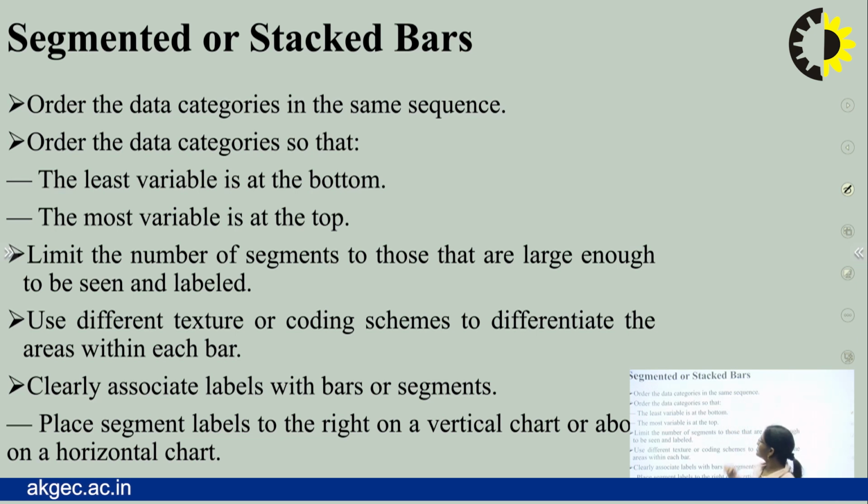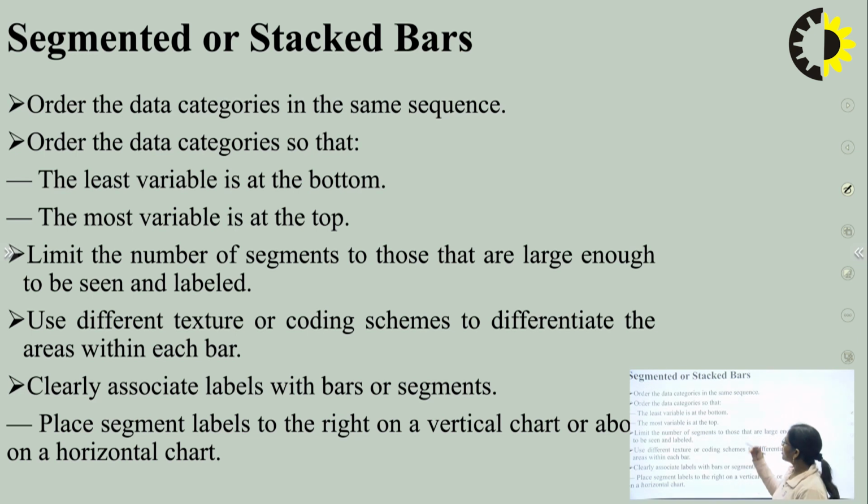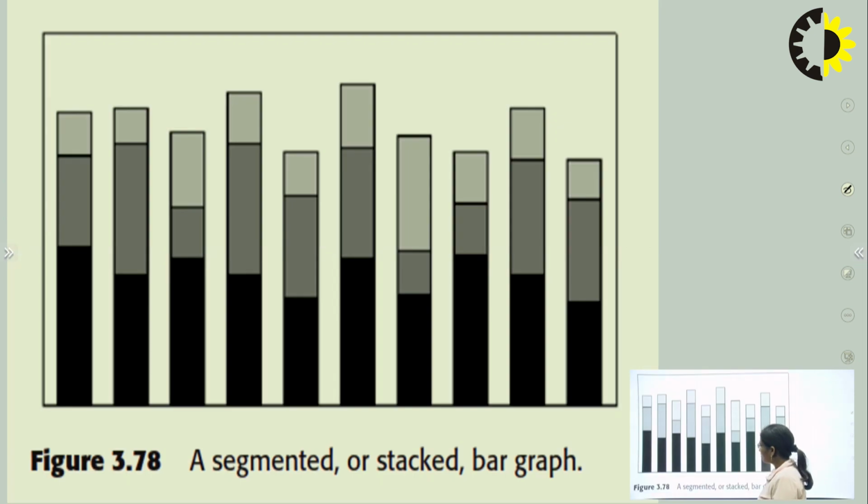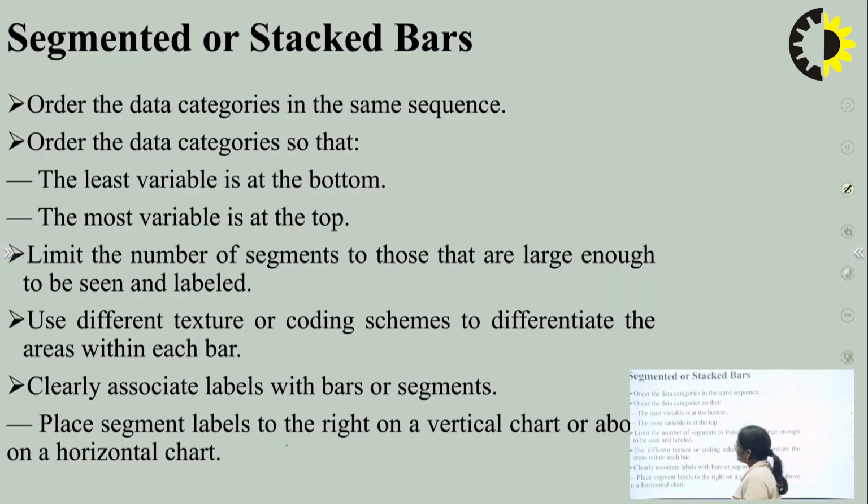Then next is the segmented or stacked bar. Segmented or stacked bar means order the data categories in the same sequence. Order the data category so that the least variable is at the bottom and the most variable is at the top. This is the segmented or stacked bar graph. Here this is one of the bars and it has a segmentation provided. So here the least one is at the bottom and the highest one is at the top. This is the way we are showing our segmented or stacked bar.